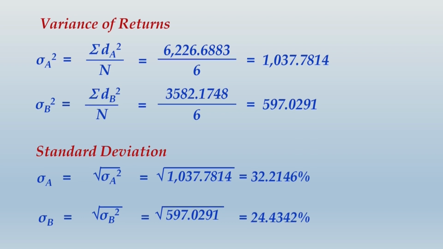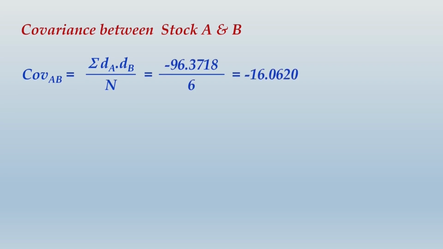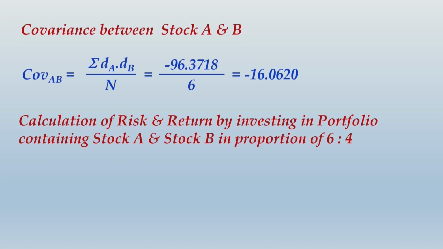Alright friends, once we have computed the standard deviation of both the stocks, we have actually computed the returns as well as the risk for both the individual stocks. Now let us see what would happen if we construct a portfolio of stock A and B. For this purpose we will have to compute the covariance of returns between stock A and B, and we already knew one thing, that summation of dA into dB was negative, and therefore the covariance between A and B will also be negative. Once you compute the covariance of returns between stock A and B, now you can compute the portfolio returns as well as the portfolio risk.